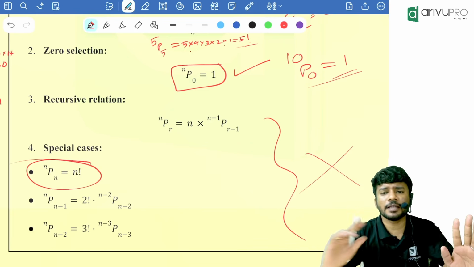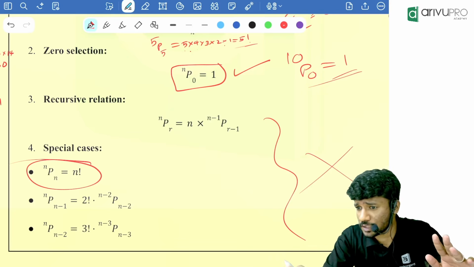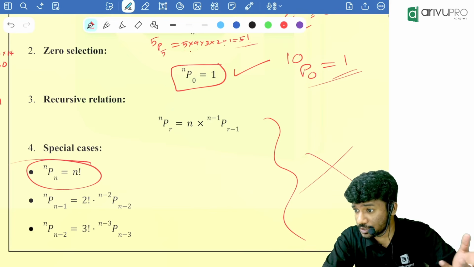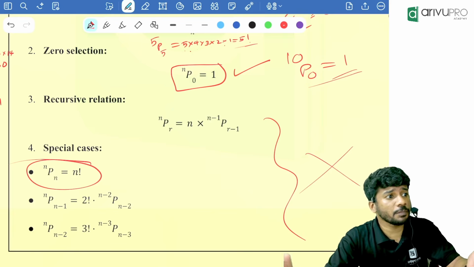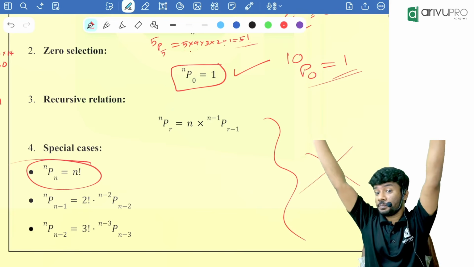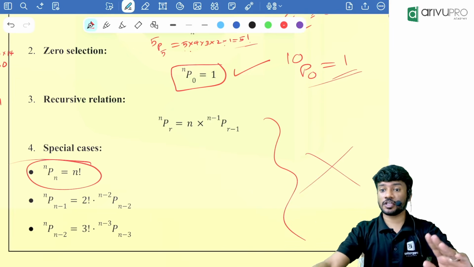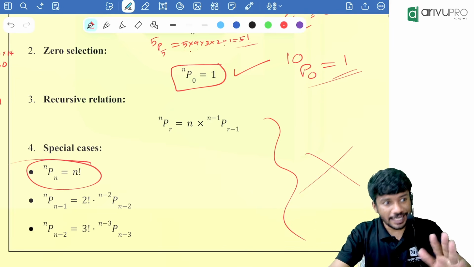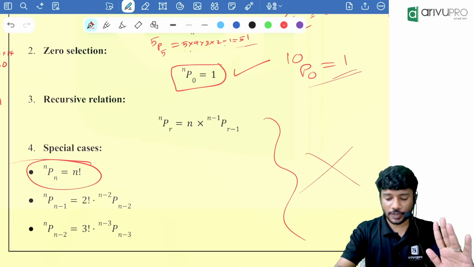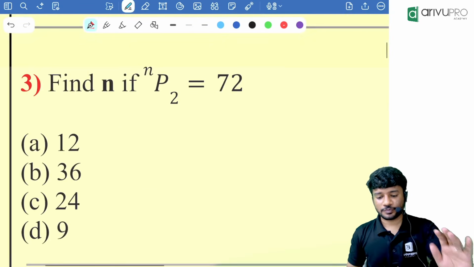But this is important. nPn is how much? n factorial. Now my question, 20P20 is how much? 20 factorial. Then 30P30 is how much? 30 factorial. 100P100 is how much? 100 factorial. Now people, 1 lakh P0 is how much? 1. 10,000 P0 is how much? 1. 10 P0 is how much? 1. nP0 is how much? 1. Okay.